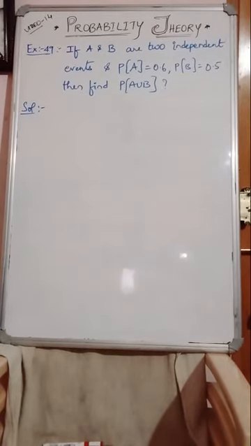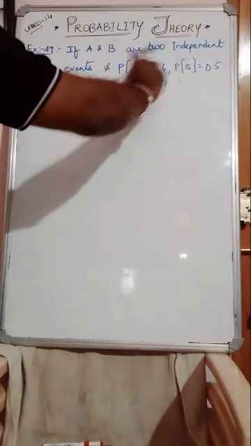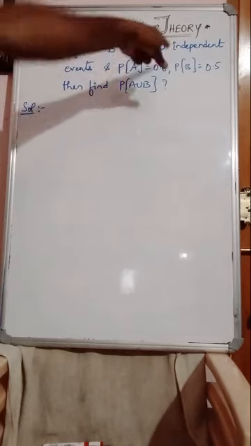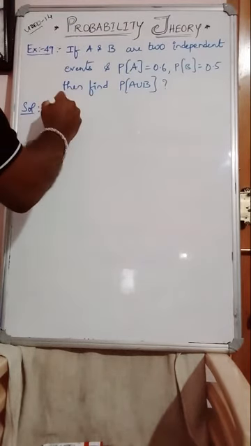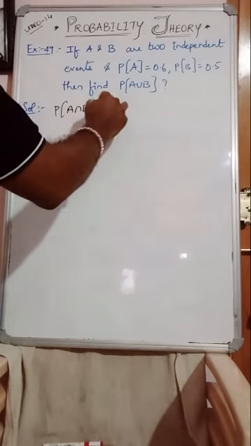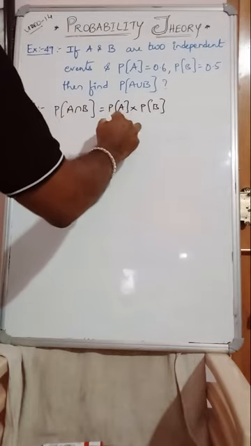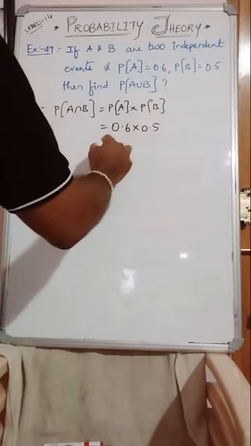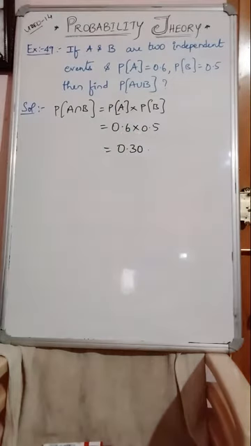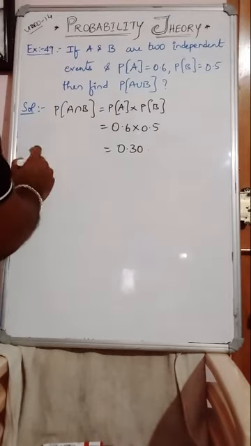Example number 49. If A and B are two independent events and probability of A is 0.6 and probability of B is 0.5, then find P of A union B. So union connecting these, when both the events are independent. Independent means P of A intersection B is P of A into P of B. Multiply those two: 0.6 into 0.5 is 0.30.